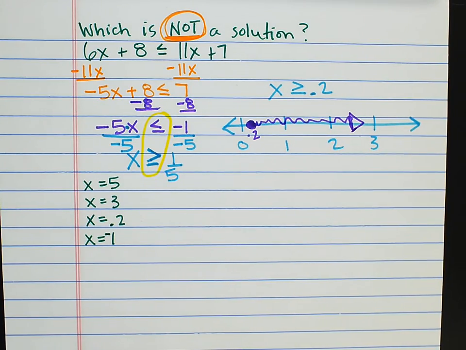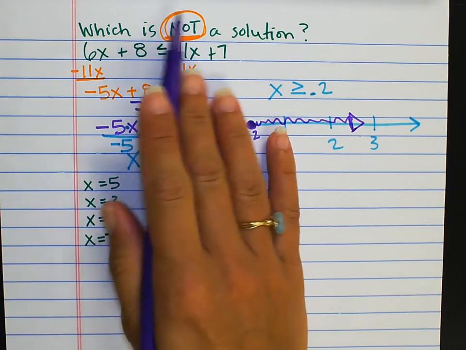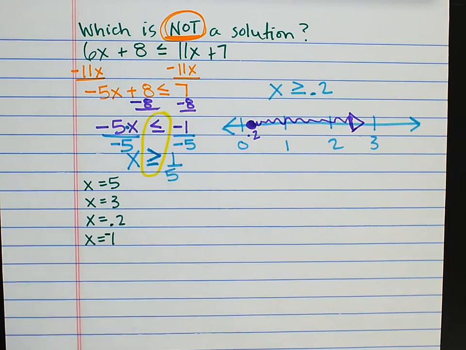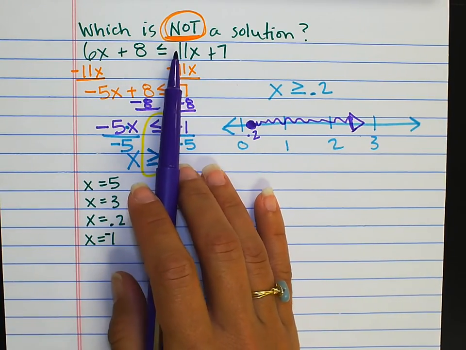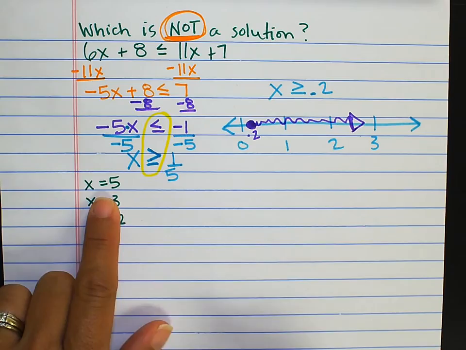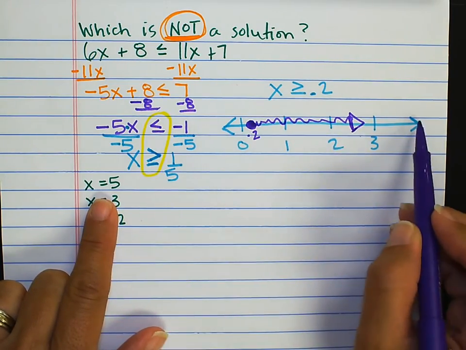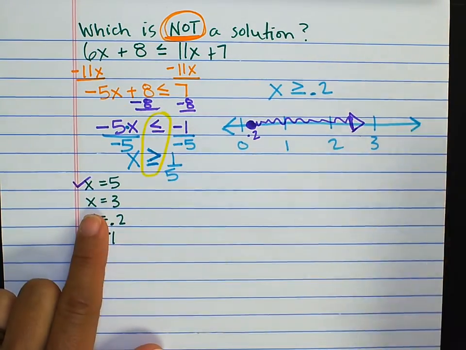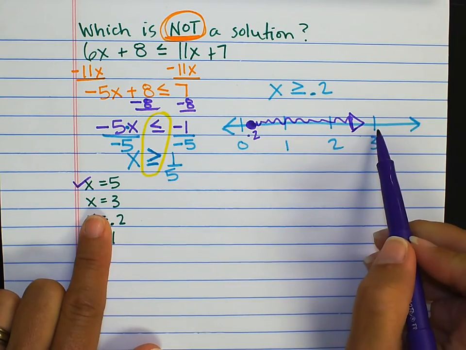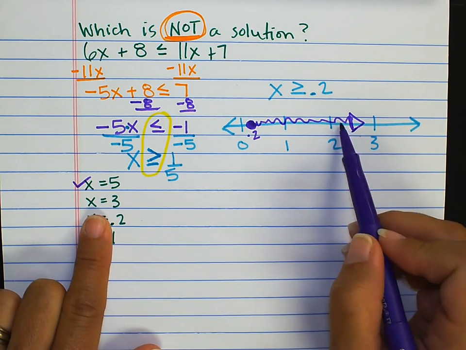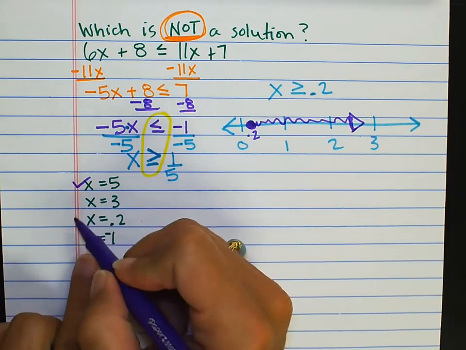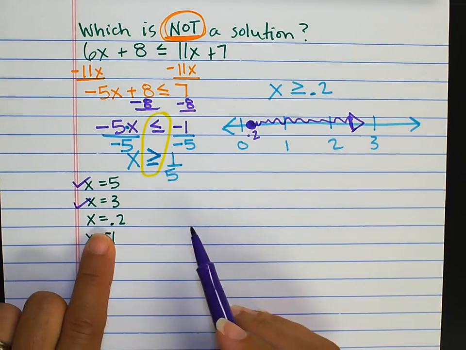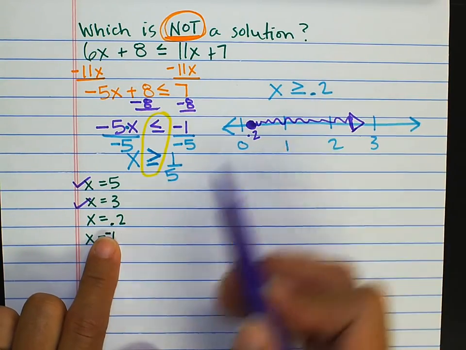Now I can look at my answer choices. And I'm going to remind myself, because I have this big circle, highlight, underline, whatever it is, that I'm looking for the one that does not work. So x equals 5. Would that be in the shaded region? Yes, that is a true answer. X equals 3. That would be in my shaded region because this shaded region goes on and on. That works. X equals 0.2.